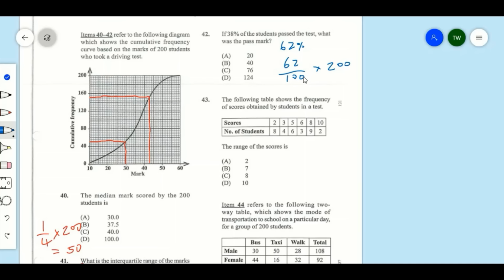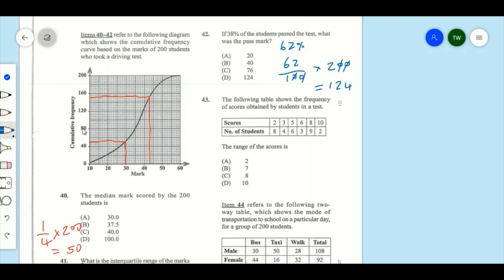And 62 over 100, this 0 is going to cancel out here, and this 0 is going to cancel out here. And 62 times 2, that's going to equal 124. Now this 124 is the position on the y-axis. So that gives us the position that we need to locate, and then we can take off the reading on the x-axis, right?